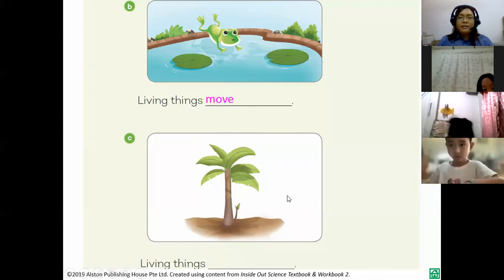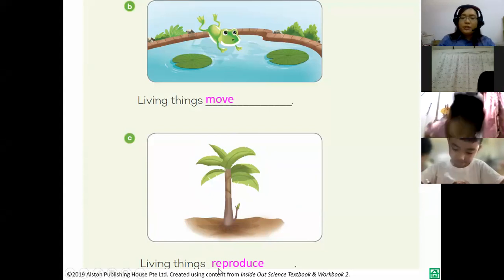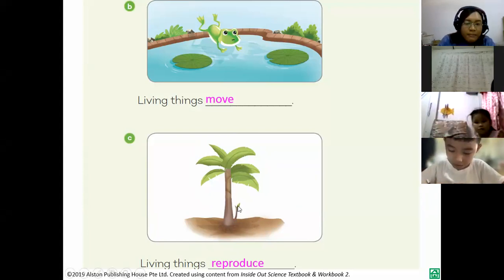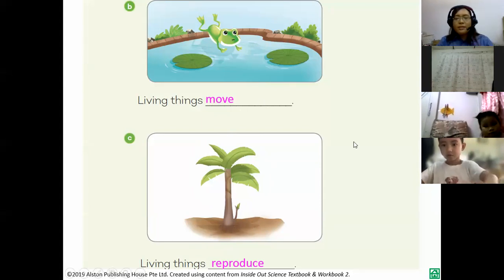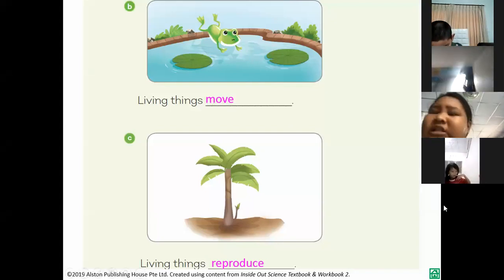Living things reproduce. Look, there's a baby here. It's a baby banana. So the banana reproduces a baby banana. So you copy this one. You copy the answer. Reproduce.